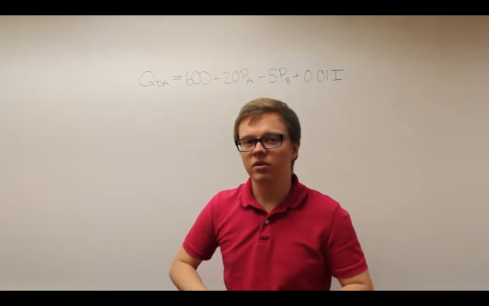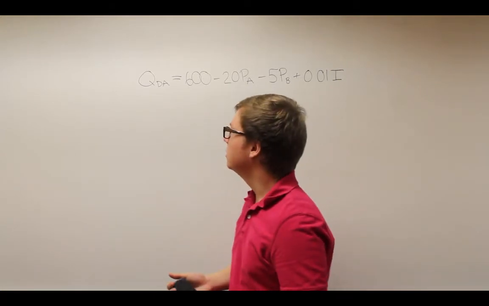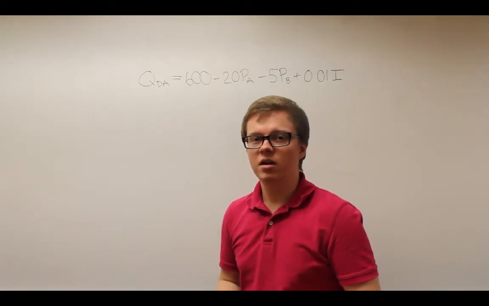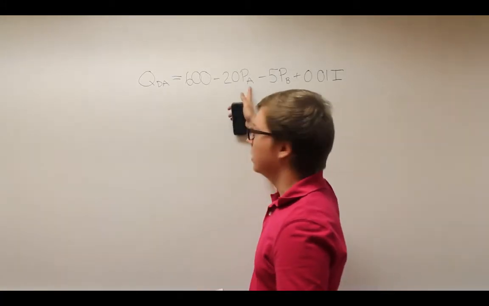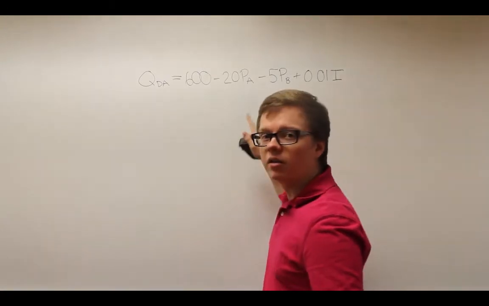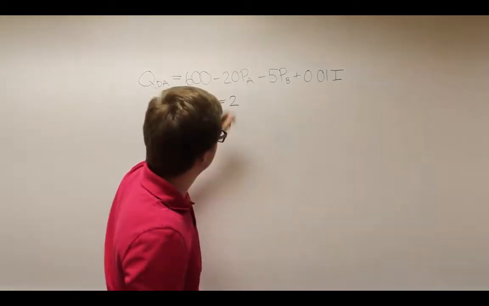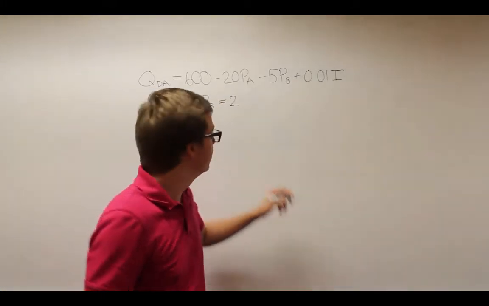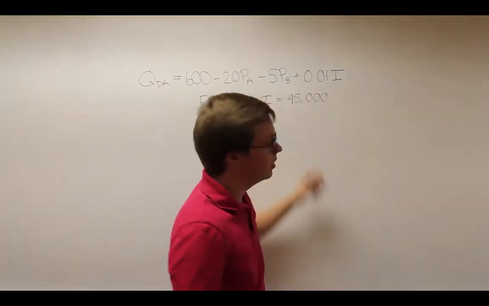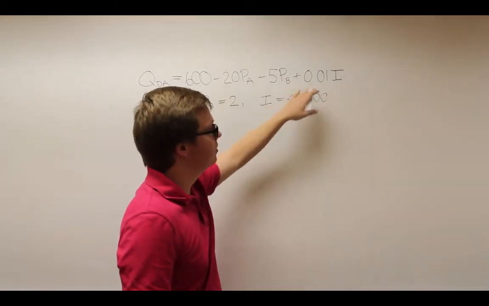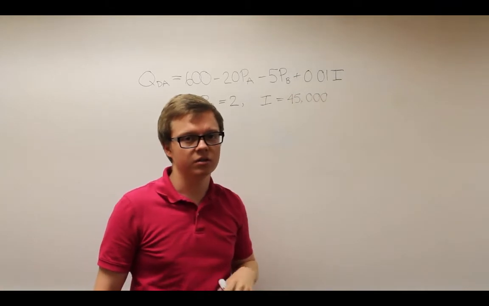So what we have to do is fix, if we want quantity demanded of good A as a function of the price of good A, we have to fix the price level of good B and the income level. So to start, we'll say the price of B equals 2 and income equals 45,000.